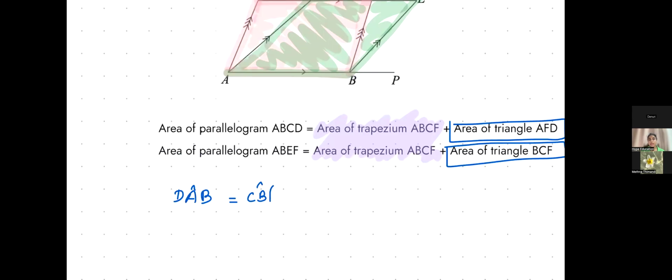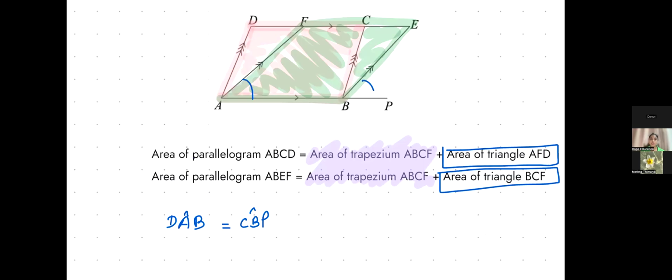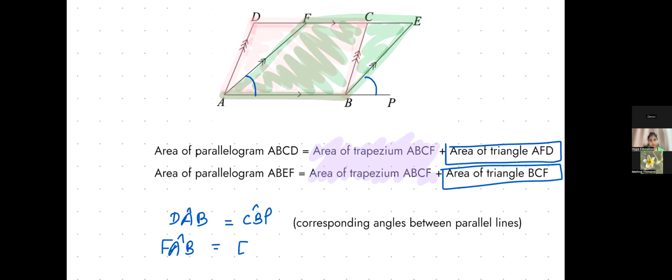Also, we know this angle and this angle are equal because these two are also parallel. So these are corresponding angles, right? Corresponding angles between parallel lines. So FAB equals EBP. They are also corresponding angles between parallel lines.